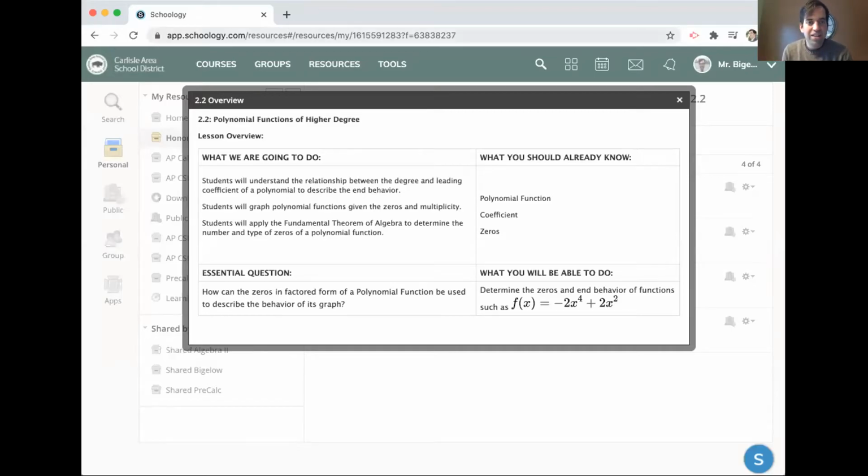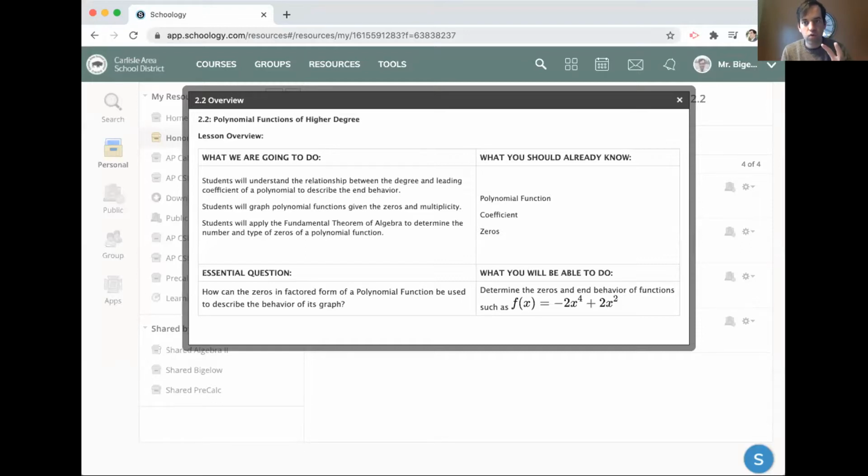Hey, honors pre-calc. Today we're going to be learning lesson 2.2. This is the second of 7 lessons in unit 2. This lesson specifically is about polynomial functions of higher degree, and that's referring to lesson 1, which was about quadratic functions. So quadratic functions have a degree of 2.